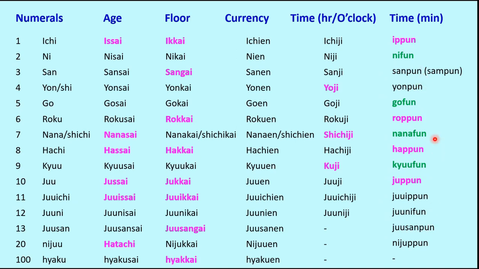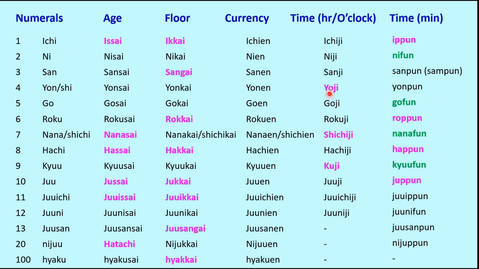And within the pun cases, there are exceptions, because this is not ichipun. The numeral is ichi, the counter is pun, but it is not ichipun, it is ippun. That's why this is an exception. Similarly, for 6, it's not rokupun, although it's 6. It's roppun. So there is some kind of blending using a double consonant. Similarly, hachipun becomes happun and jupun becomes juppun. These are the exceptions, just like the age and floor exceptions.